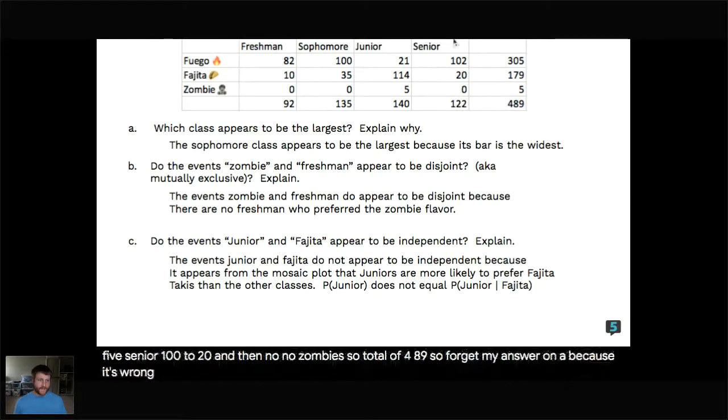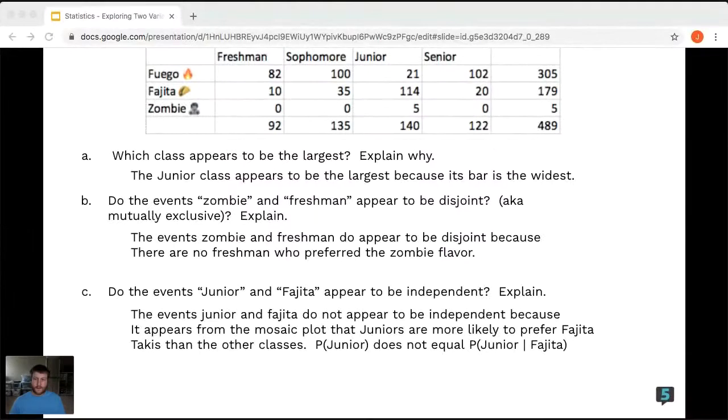Let's see, I'm going to fix that real quick, actually. All right. That looks better. Let me know if y'all have issues reading that. Okay, so the junior class appears to be the largest because its bar is the widest. Same reasoning, and it is. Now that you have a two-way table, it definitely would be the widest.